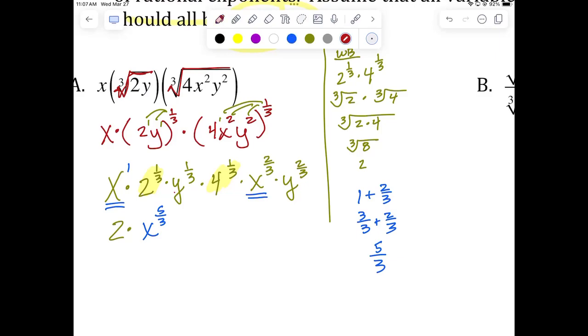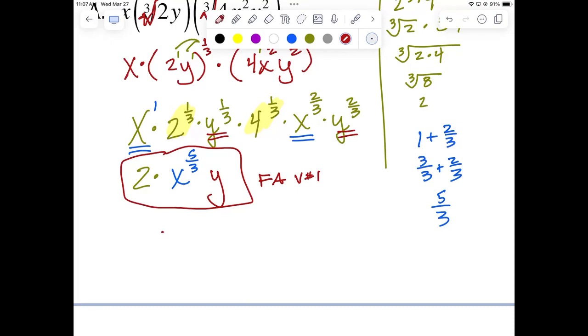And then we got y. We got a y right here and a y right there. They're both y's. So what do I do with the exponents? I add them. Now, this is going to be a little bit easier because they're both fractions, right? 1/3 and 2/3. What's 1/3 plus 2/3? 3/3, also known as 1. So I don't even need to write the 1, do I? So this could be final answer version number 1. It could be. But there's no negative exponent, so that's good.